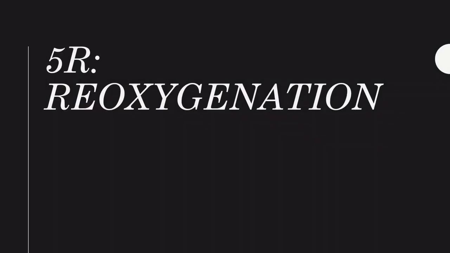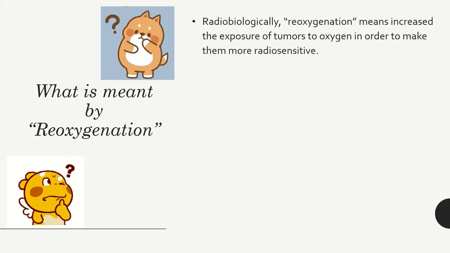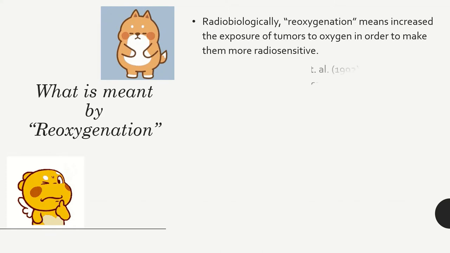So now we are going to talk about radiation biology. When we talk about radiation biology, we have to go back to the 5 R's, and I will be discussing reoxygenation in the 5 R's. So first of all, what is meant by reoxygenation? Radiobiologically, reoxygenation means that we increase the exposure of tumors to oxygen in order to make them more radiosensitive.